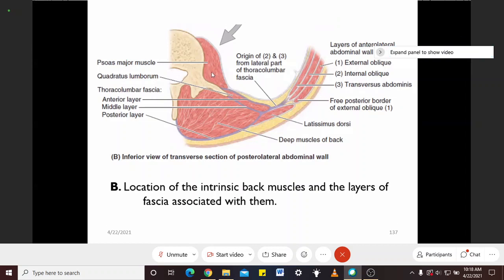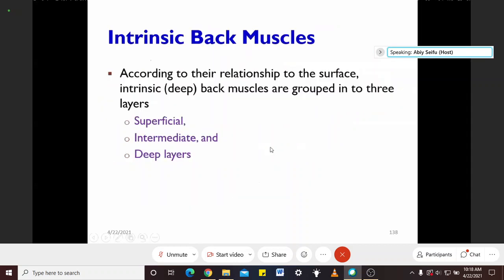Now let's continue to the muscles, the deep back muscles. The deep back muscles are also called intrinsic back muscles. These intrinsic muscles are further divided into superficial, intermediate, and deep layers.